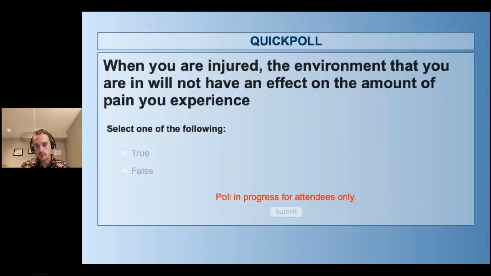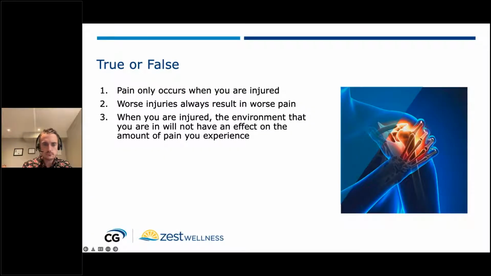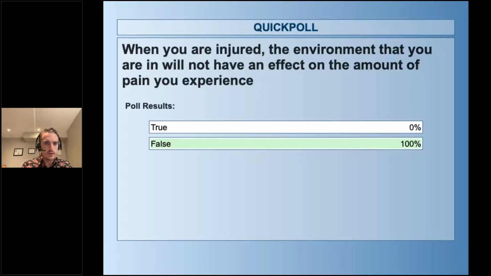Give everyone another couple seconds or so. Okay, here we go, closing the poll. Sharing results. Again, false, and that certainly is the answer. So all these questions had false as the answer. When you're injured, the environment does have an effect on the amount of pain you'll experience. So kudos to all of you, 100% of you got that one correct.